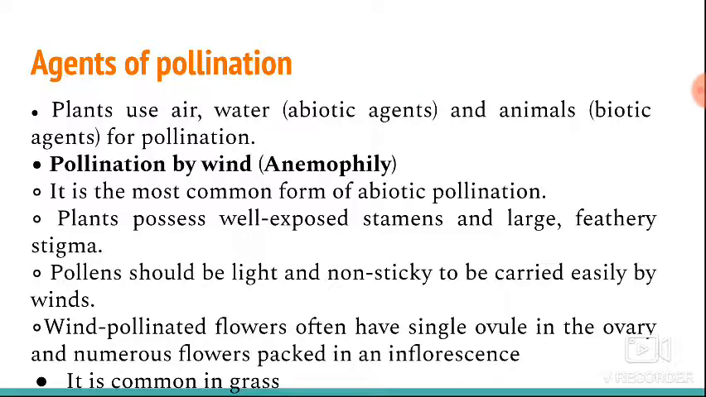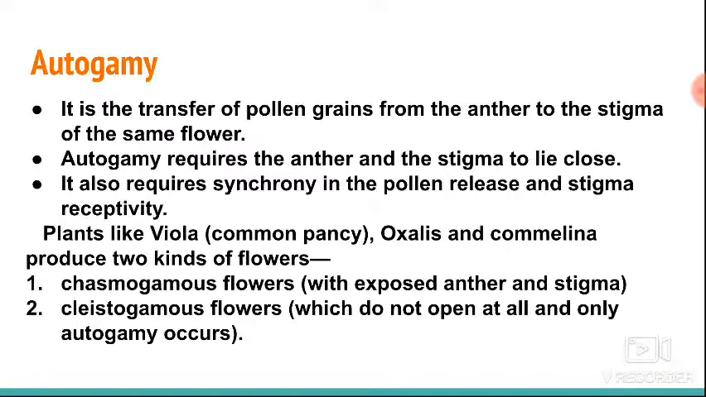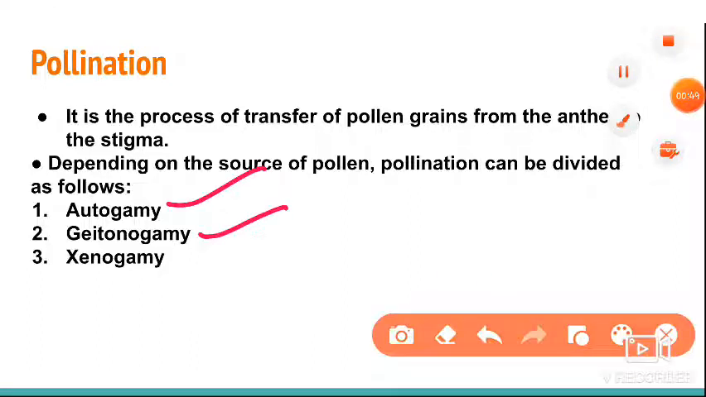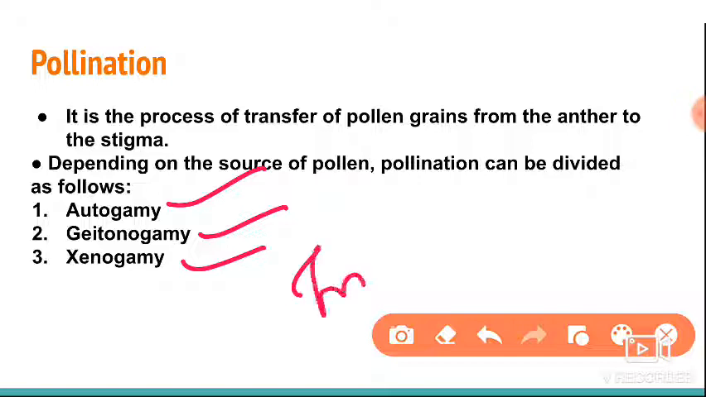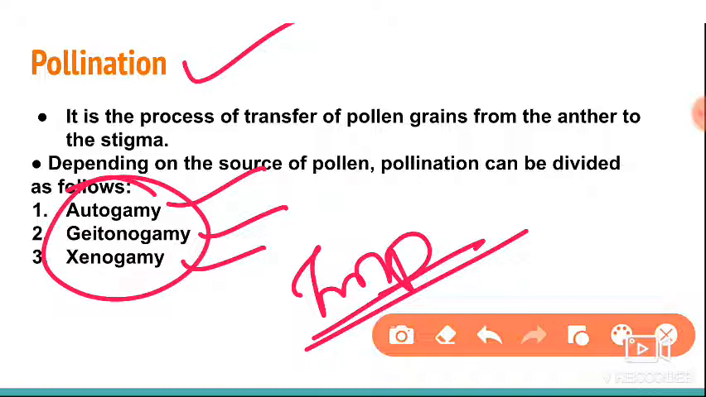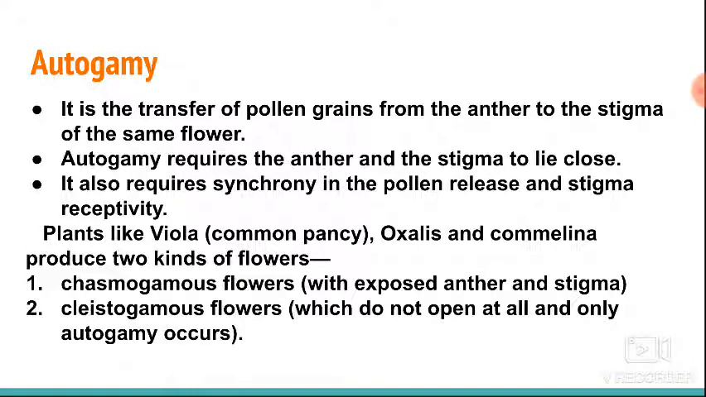Okay, transfer of pollen grains from anther to the stigma. And in that pollination, there are three types we can find here. Already we studied about this: autogamy, geitonogamy, and then xenogamy. Already I told you these are very important from your examination point of view. Definition of pollination and kinds of pollination, for your exam purpose, these are very important. Please remember. And after this, individually we studied about the autogamy.